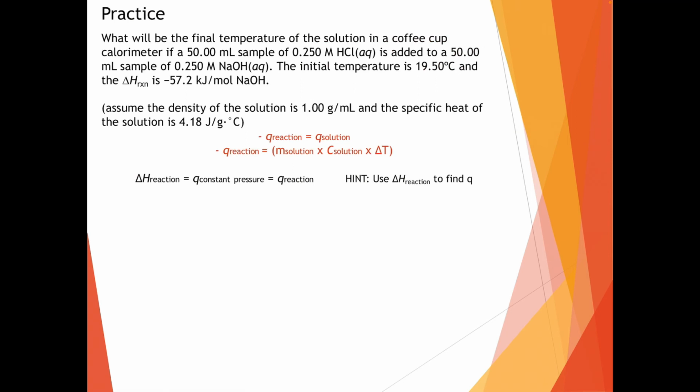We have one more example for today. This is kind of our trickiest example here. It says, what will be the final temperature of the solution in a coffee cup calorimeter if 50 milliliters of a sample of 0.25 molar hydrochloric acid is added to 50 milliliters of a sample of 0.25 molar sodium hydroxide? It says the initial temperature is 19.50 degrees Celsius and the enthalpy of the reaction is negative 57.2 kilojoules per mole of sodium hydroxide. Again, we're going to assume these solutions are mostly water.